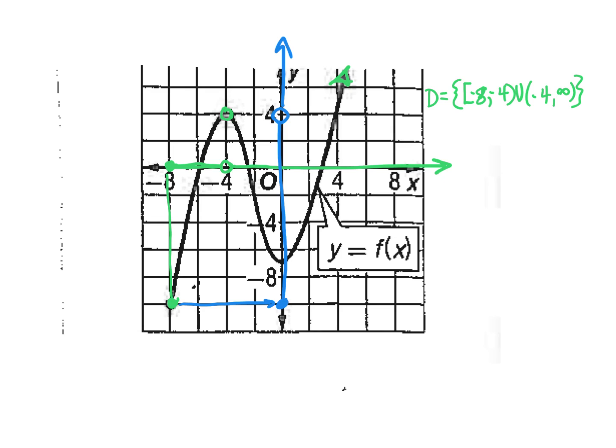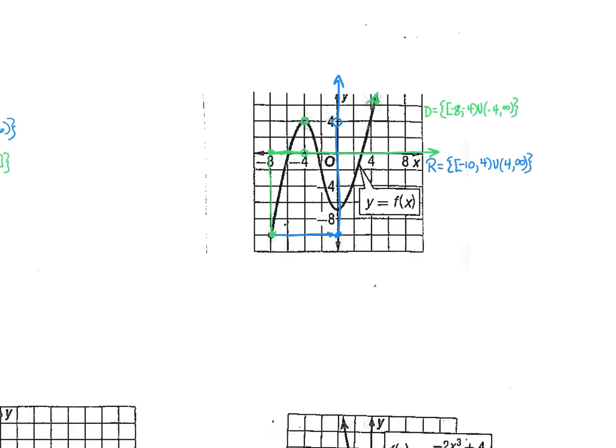Is that what you got shaded? From -10 all the way till we get to 4, and then we have an open circle, and then everything above that. So the range is -10 until we get to 4, and then union of that, 4 to infinity. Okay. I'm hoping everybody's feeling pretty good about that at this point. Pretty well? All right, good.